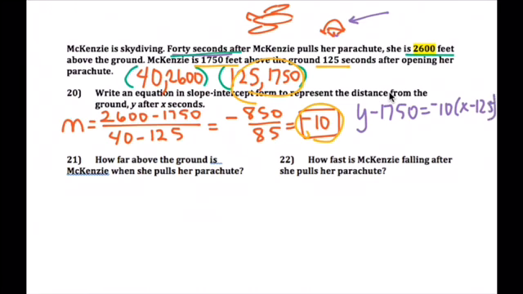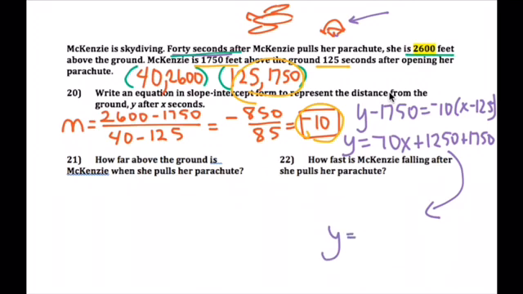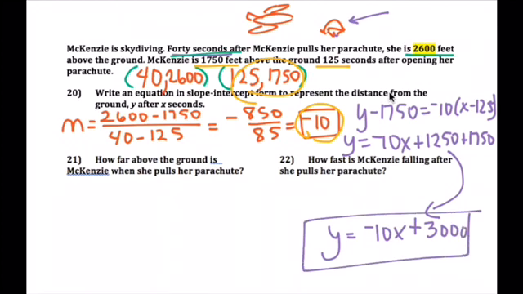You can use your calculator, they're kind of big numbers. And so I'm going to have negative 10x plus 1250 plus 1750. I'm running out of space. y is equal to negative 10x plus 3,000. So that's my equation for Mackenzie's jump.